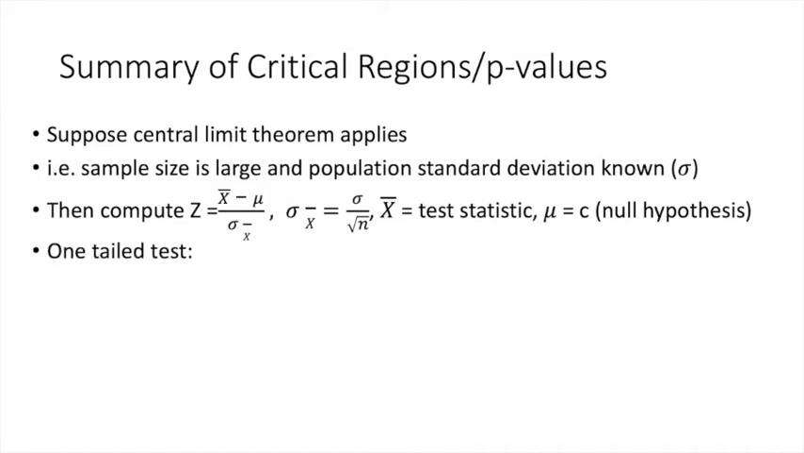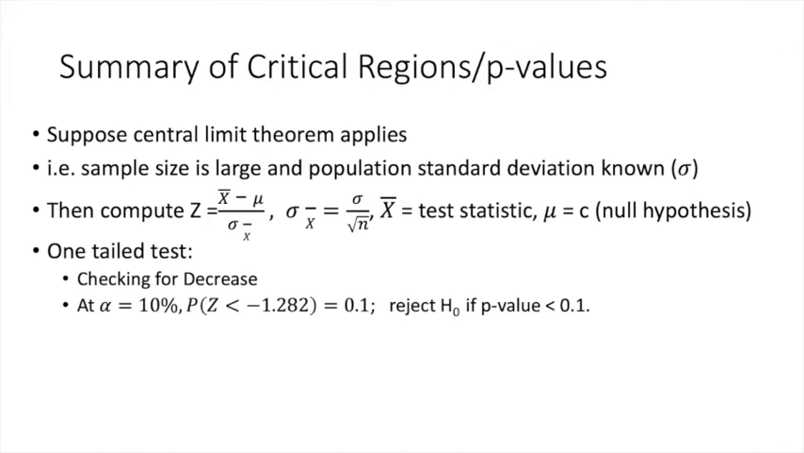Now, if we want to compute a one-tailed test and we are checking for a decrease, then if alpha equals 10%, the critical value is minus 1.282 and its p-value is 0.1. Thus, we reject H0 if we observe a p-value below 0.1.